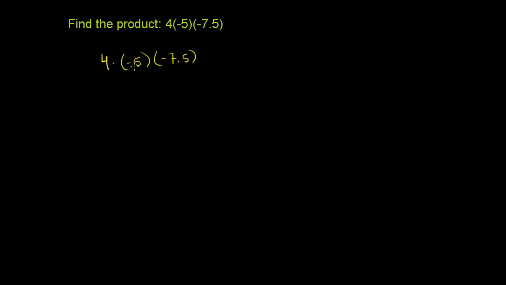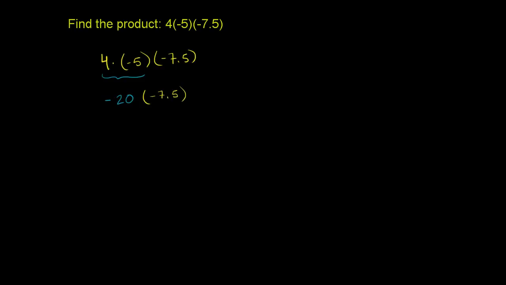So you have 4 times negative 5. 4 times 5 would be 20. Let me do this in a different color. So 4 times 5 would be 20, but we have a positive times a negative, so it's going to be a negative. Different signs mean we're going to have a negative. So it becomes negative 20 times negative 7.5.